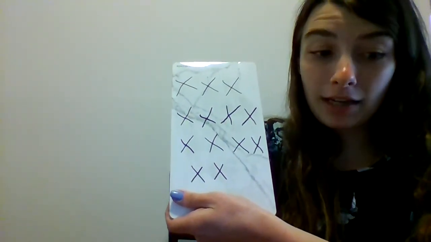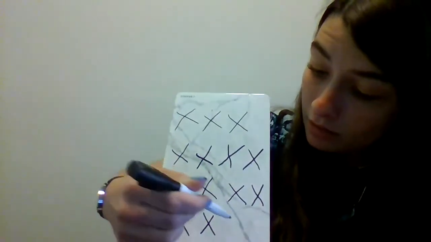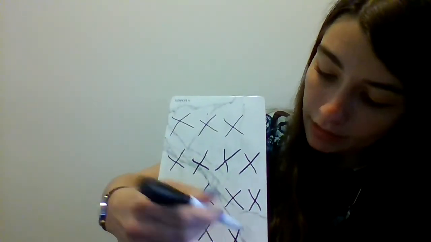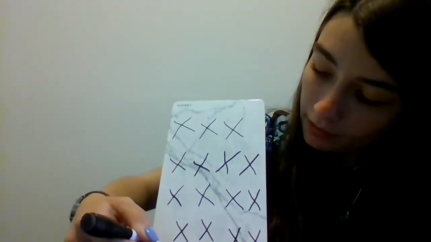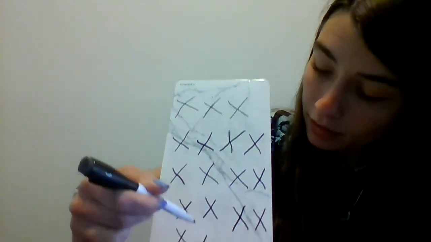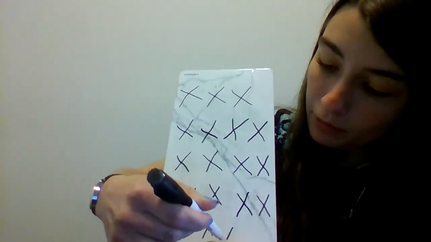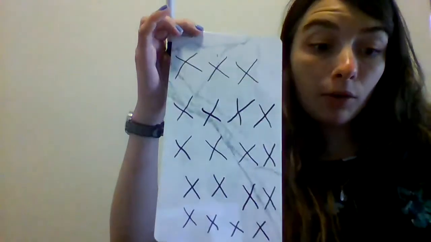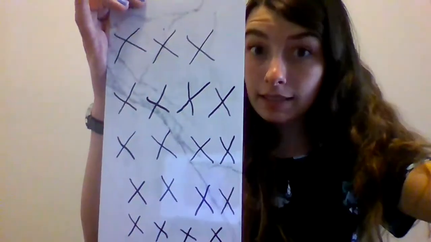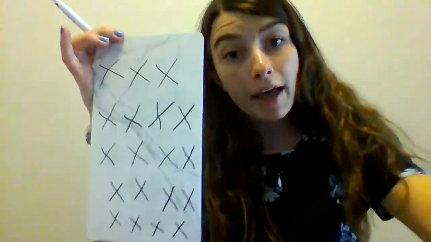Let's do it one more time. Slant right, slant left. Okay, and there we go. We filled up an entire dry erase board of X's for X marks the spot.